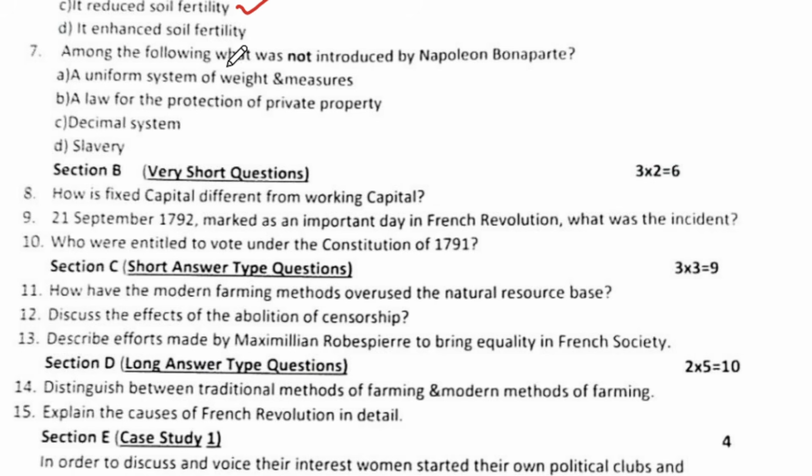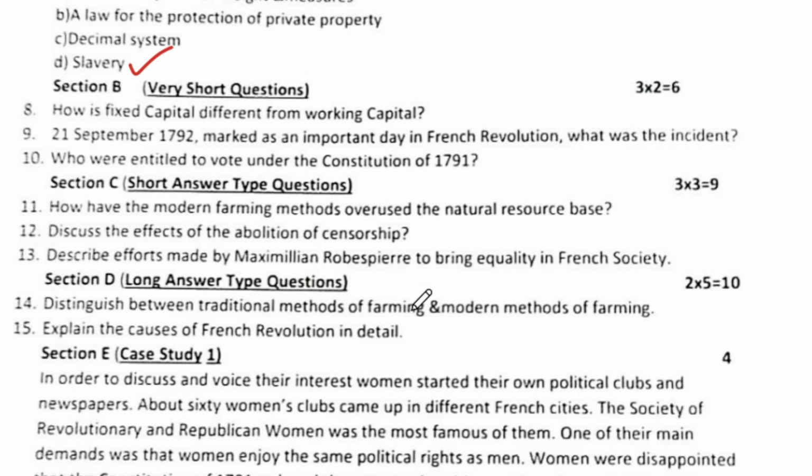Among the following, what was not introduced by Napoleon? A uniform system of weight and measure? No, it was introduced by Napoleon. A law for the protection of private property? No, Napoleon introduced the law. And the decimal system, he does introduce the decimal system. Slavery. So slavery was not introduced by Napoleon.